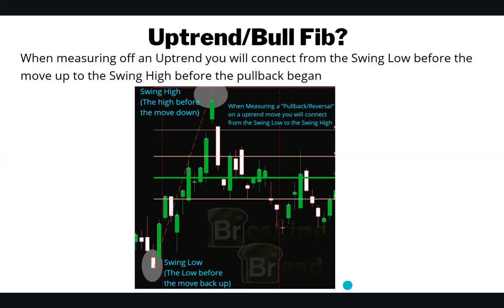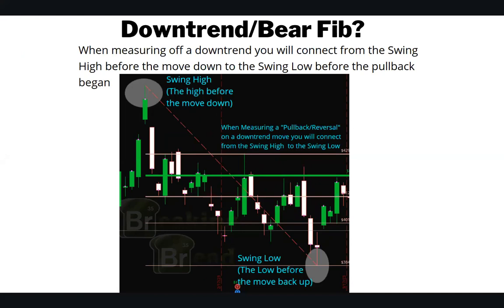It's the opposite for a downtrend. We want to go to the highest high, which is the top of the wick of this candle before the move down, and we're going to connect it to the lowest low, which is the bottom of the wick of this candle, and see what price does to the right. So swing high before the move down to the lowest low before price began to pull back.